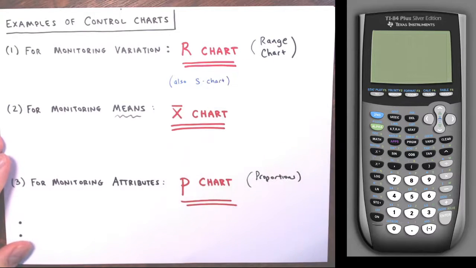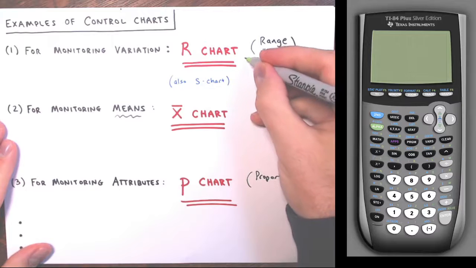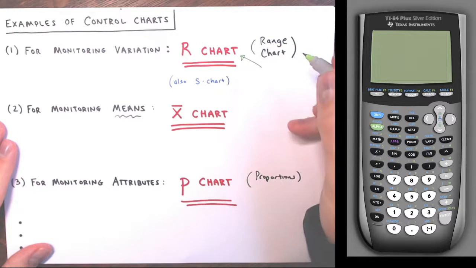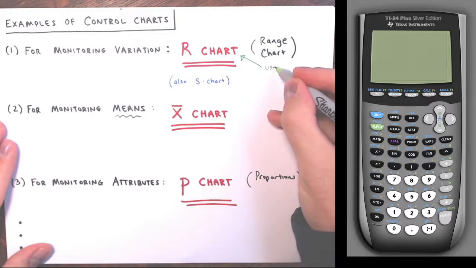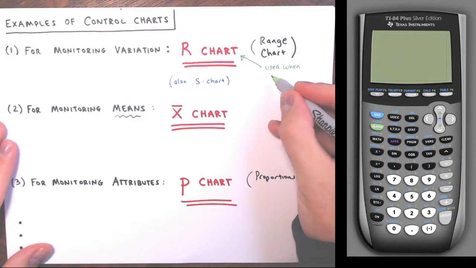I'll tell you right now that the R chart will be used when the sample sizes are small, and an S chart would be recommended when sample sizes are larger. So I'll point that out as well. Right, so R chart used when samples are small.